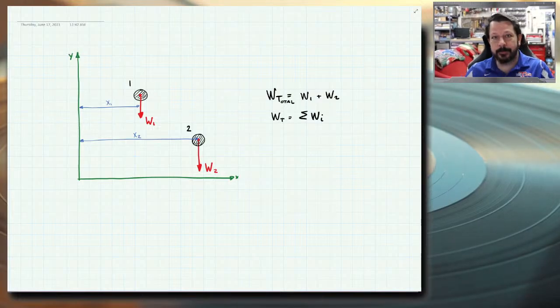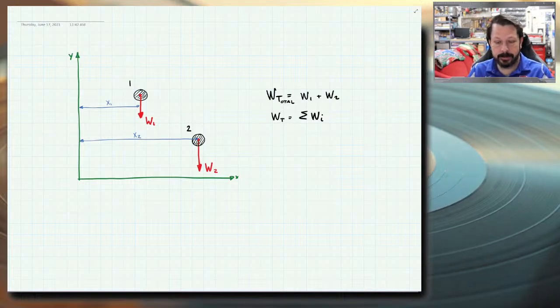That's relatively straightforward to figure out. The equivalent weight is just adding up all the individual weights. But where do I put it to have the same effect? And so then you have to think about, well, what kind of effect do you even mean?